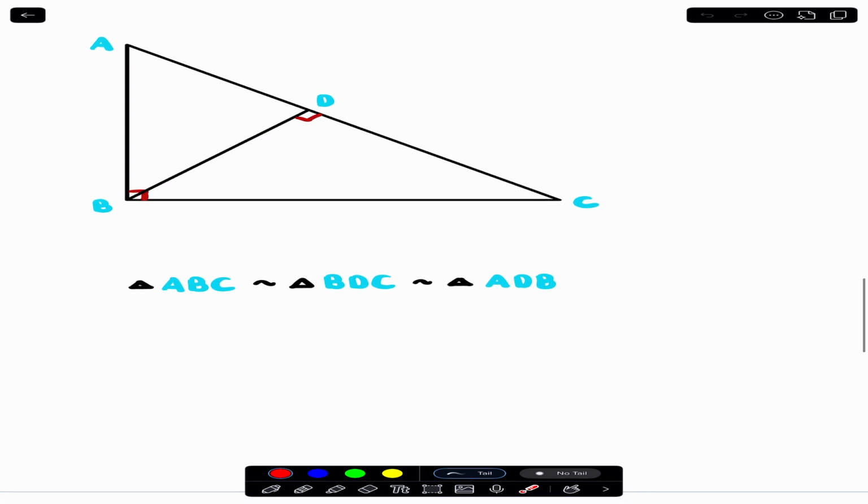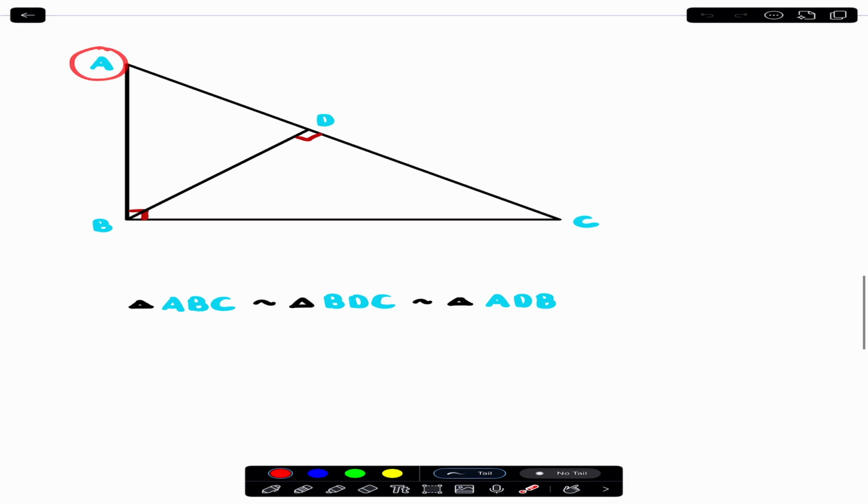Alright, and now let's take a look at why triangle ABC is similar to triangle ADB. So they both share vertex A, and once again angle B is equal to 90 degrees, so is angle D. Therefore, we have 2 angles which are equal to each other. That's angle-angle similarity. So once again, they both have a 90 degrees and they both share this angle A.